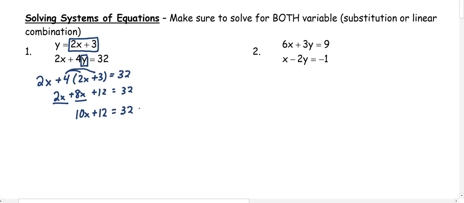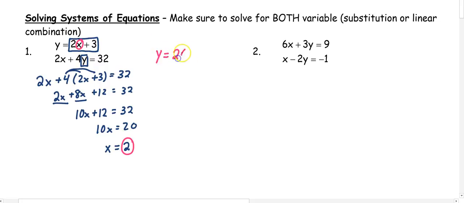The next step would be to subtract 12 from both sides. So 10x is equal to 20. Then we're going to divide by 10 on both sides, so x is equal to 2. Once we know our x value, we still need to know what y is. So we're going to take our x value and substitute back into one of the equations. It doesn't matter which equation you use once you know the value of one variable. Since we know x, it doesn't matter. I'm going to use the first equation this time, though.